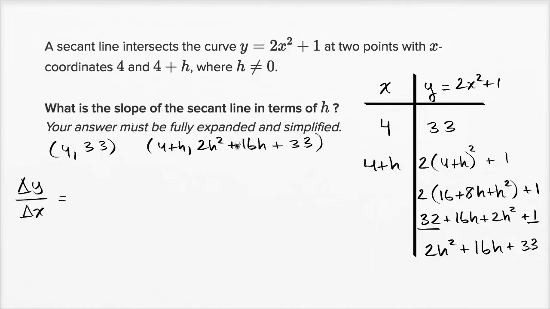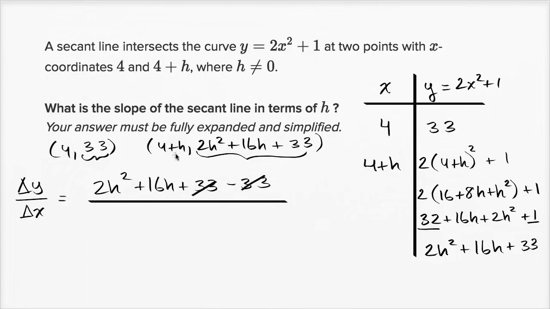So what's our change in y? Well, if we view this as the end point and this is the starting point, our change in y is going to be this minus that. So it's going to be 2h squared plus 16h plus 33 minus 33. Those two are going to cancel each other out. And then over, what's our change in x? Well, if we ended at 4 plus h, but then we started at 4, it's going to be 4 plus h minus 4. These two cancel with each other.